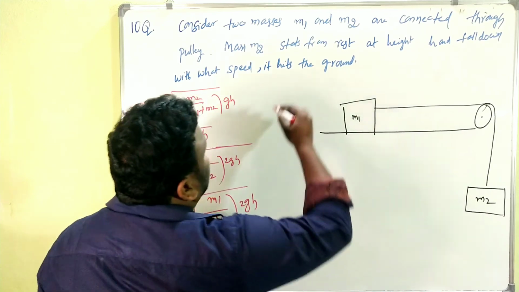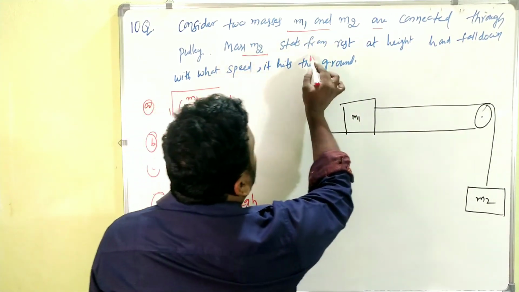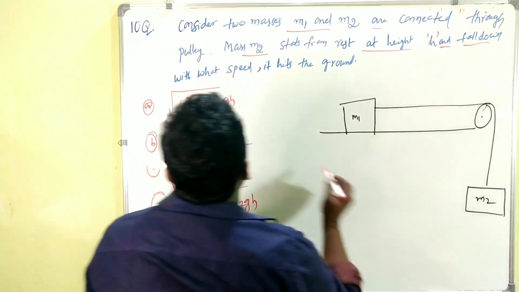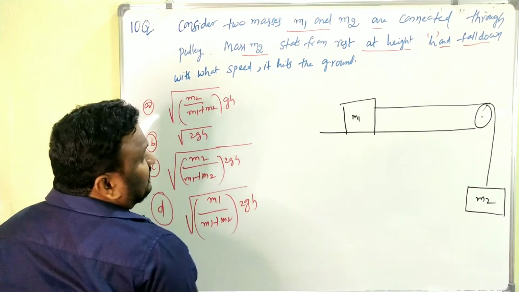Consider two masses M1 and M2 connected through a pulley. Mass M2 starts from rest at height h and falls down. With what speed does it hit the ground? So the diagram should be like that.